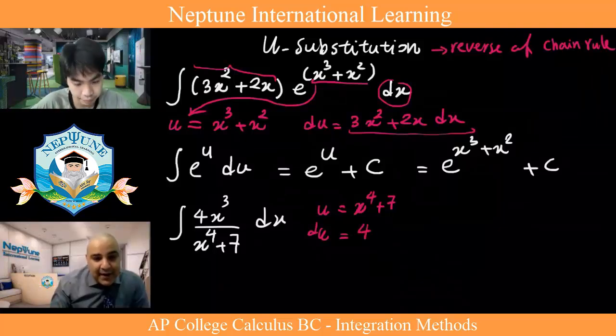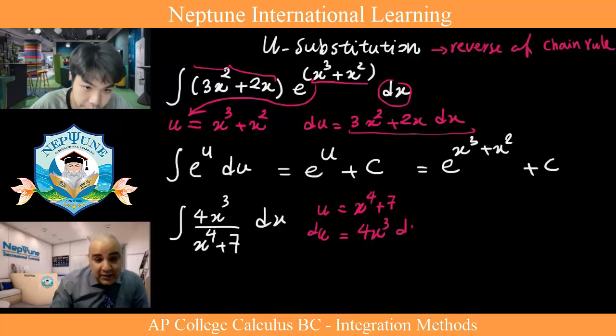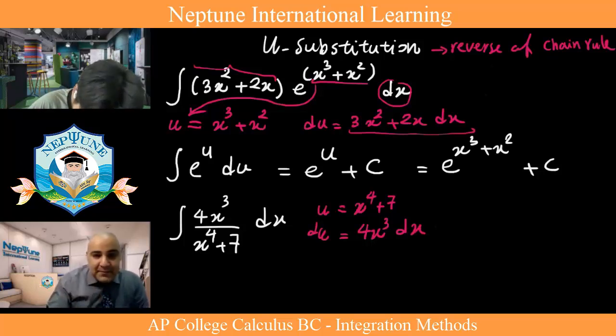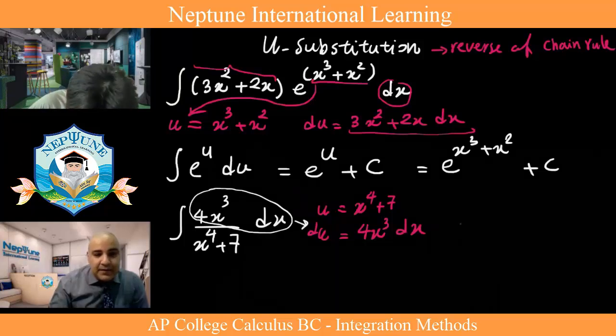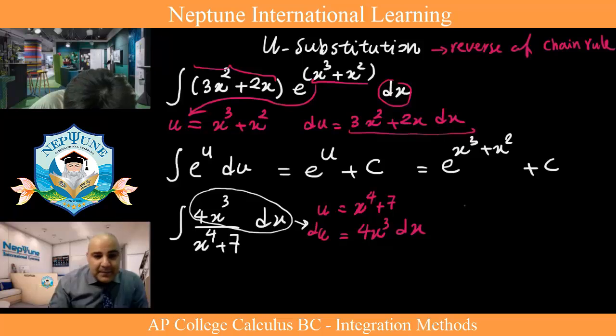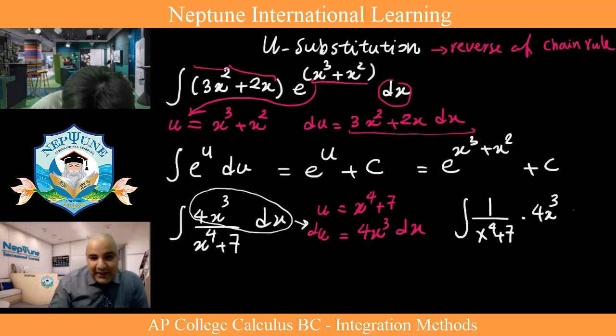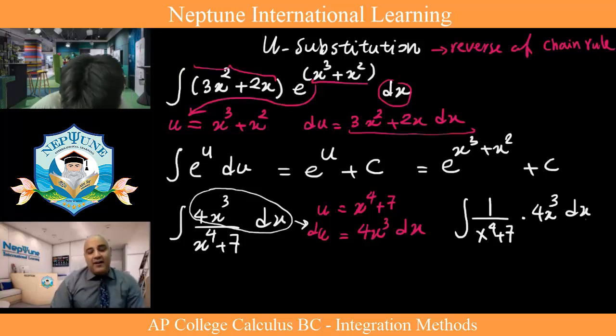Du is then 4x cubed dx. Oh, sorry, dx, my bad. Now let's substitute. You see, if you put it together like here, this is du. And you can write it as 1 over x to the power of 4 plus 7. If I'm a beginner, I will do it like this, then I can see it. Oh, it looks like this.